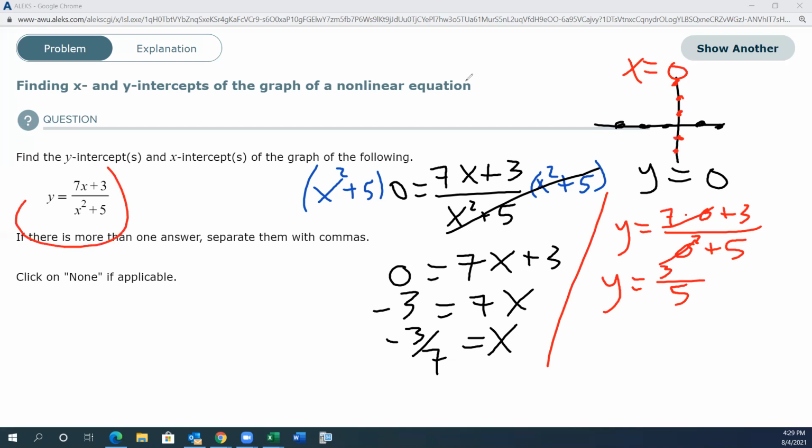So if you graph this, it's going to hit the y-axis at height 3/5 and the x-axis at -3/7. That's all you do every time. Just plug 0 in for x for all the x's and solve. Plug 0 in for the y and solve, and that'll give you the x and y intercepts.